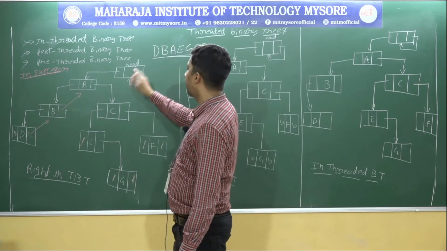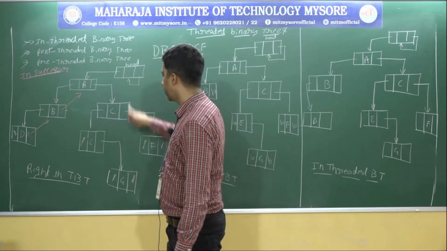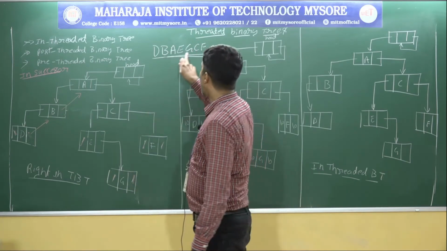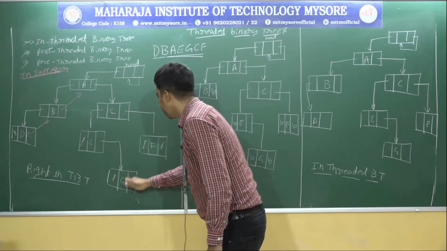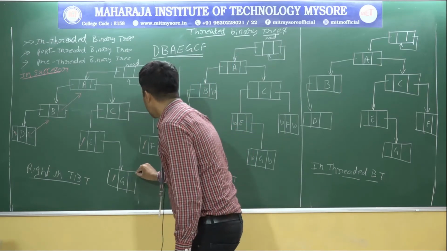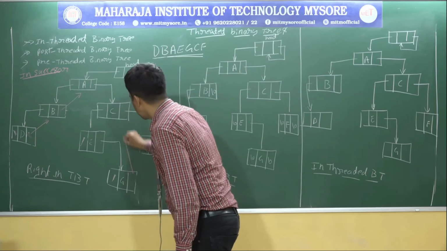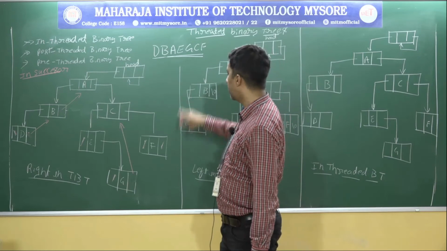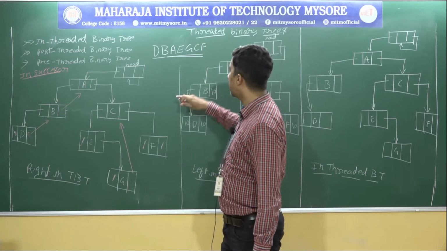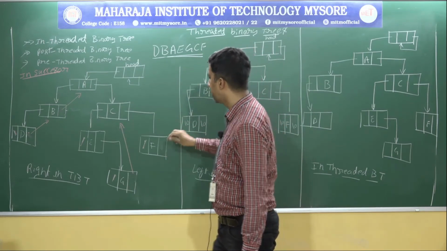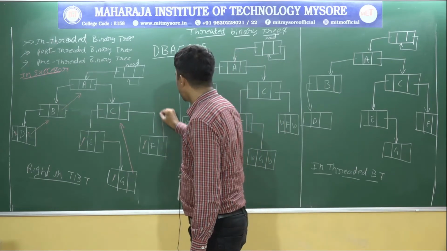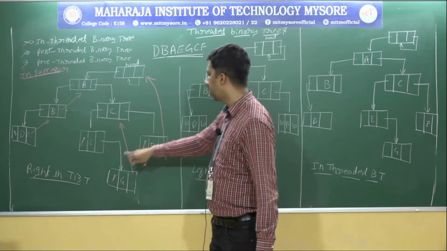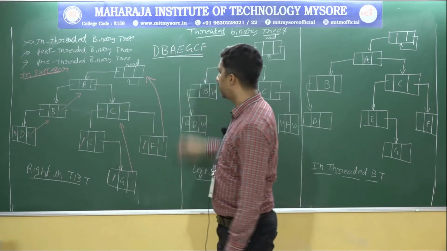Next, which node has the right node empty? G has the right node empty. After G comes C. I am writing the successor of it. Next F. Who is the successor of F? That is the end of it. It is supposed to go to the head only. Next, who is left out? That's it, I think.